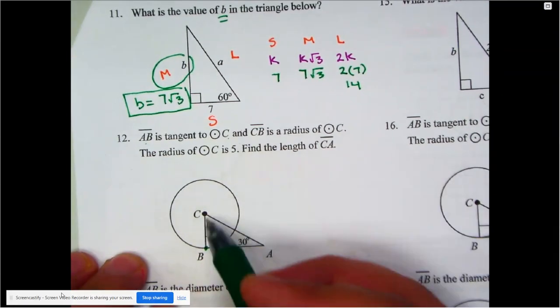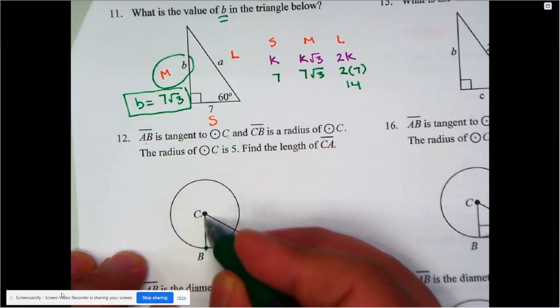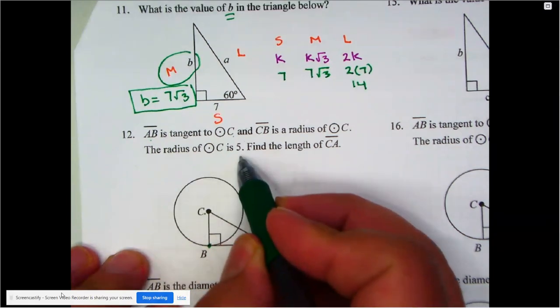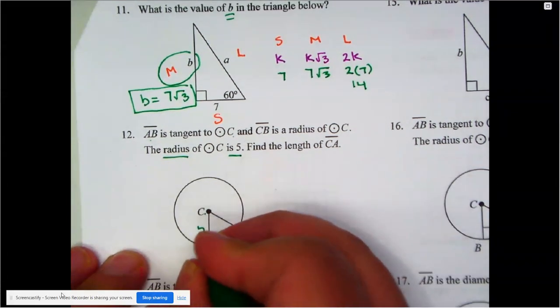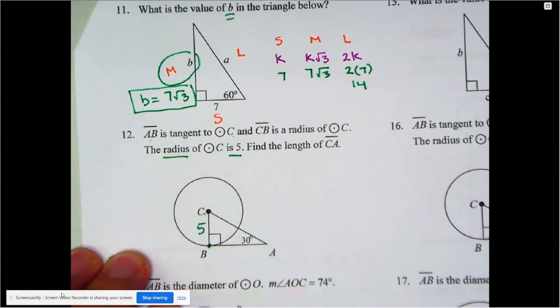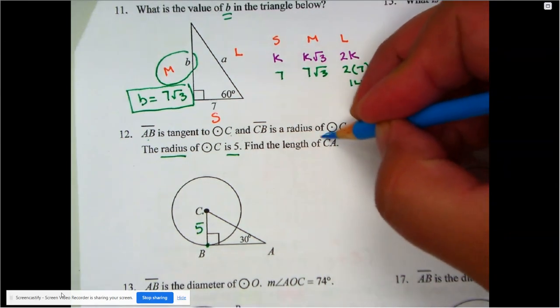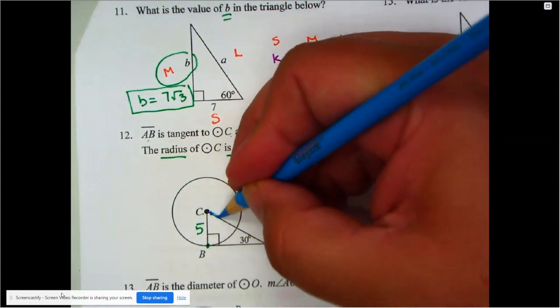And CB is the radius of C. So they said CB is the radius. Yeah, we know that already. The radius of circle C is 5. Well, I don't hesitate. If the radius is 5, then I put a 5 right here in my picture. Find the length of, and they want me to find the distance from C to A. And if they want me to find C to A, they want all of this.